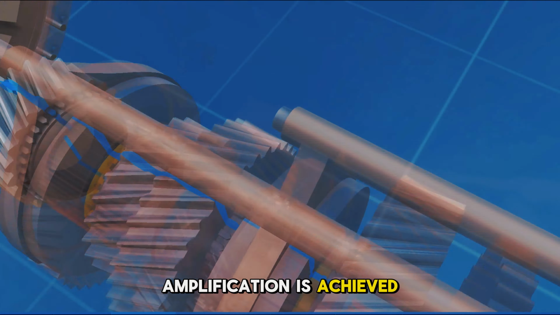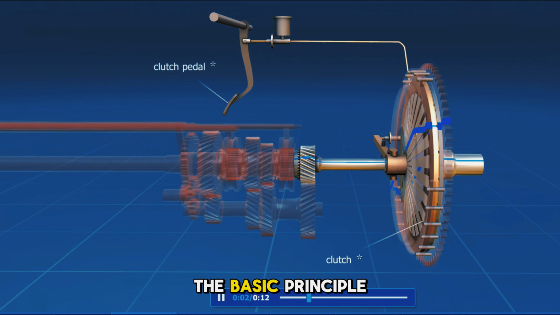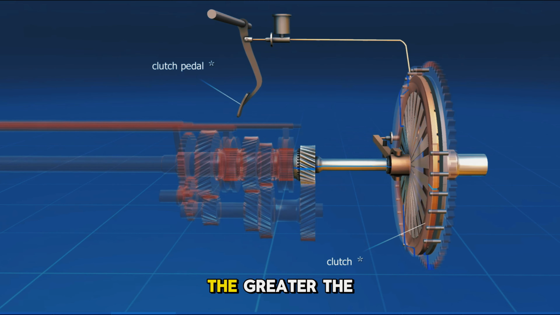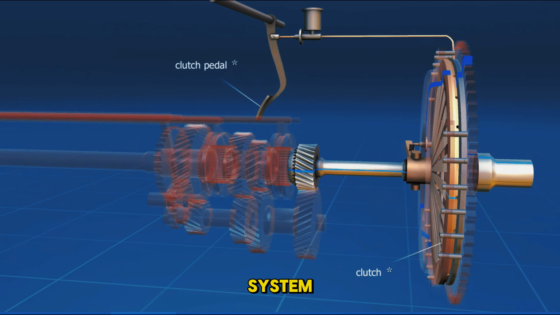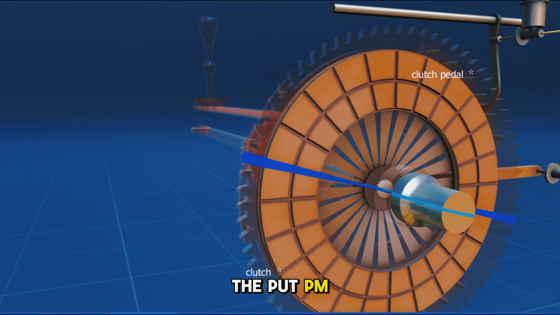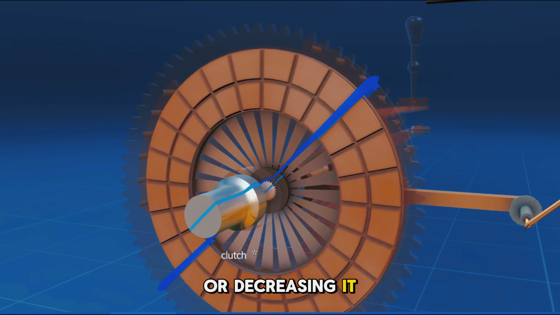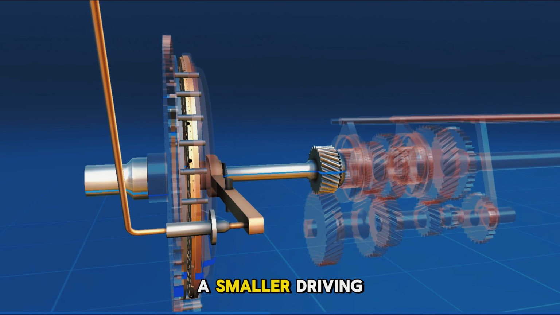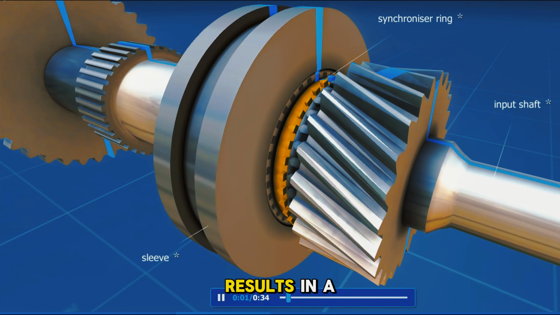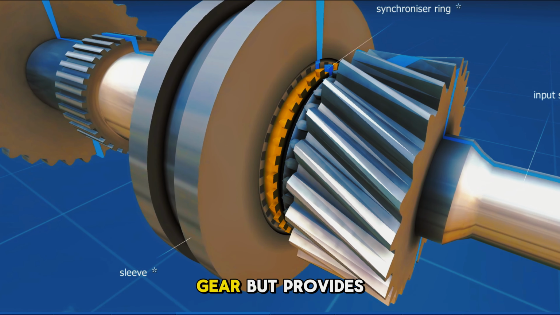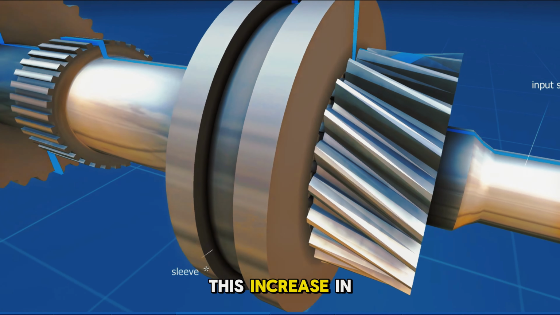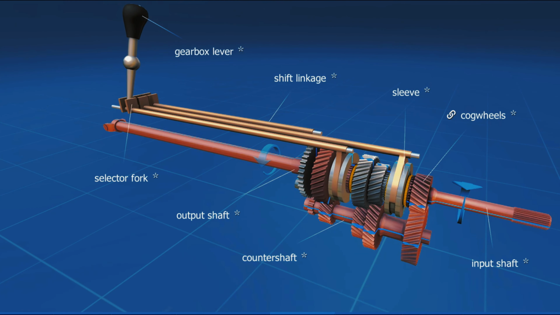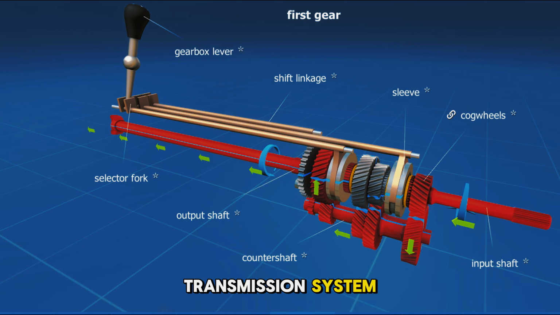Torque amplification is achieved by adjusting the gear ratio. The basic principle is that the lower the RPM, revolutions per minute, of the gears, the greater the torque output. In the transmission system, engine torque is altered by changing the RPM, either by increasing or decreasing it. This is done by shifting gears, where smaller gears mesh with larger ones. A smaller driving gear turning a larger driven gear results in a lower rotational speed for the larger gear but provides more torque. This increase in torque is crucial for tasks such as accelerating from a stop or driving uphill.